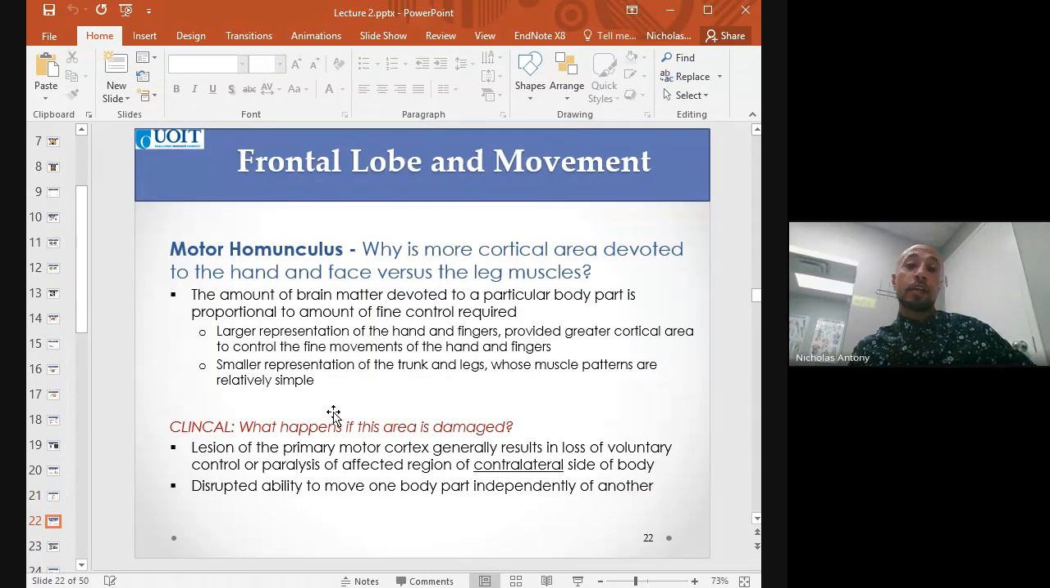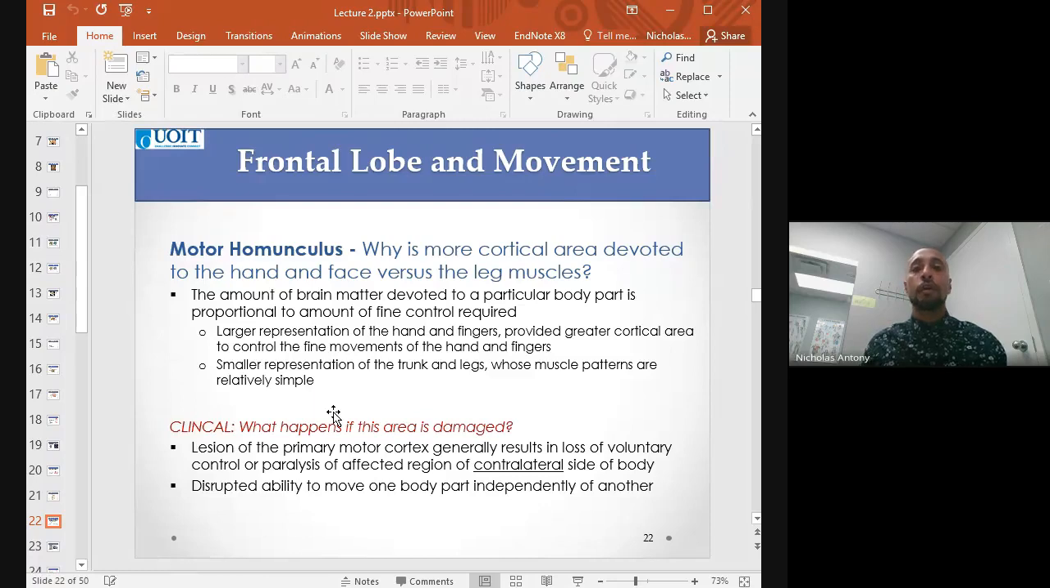Now, why would you think that that is? The gray matter of the cerebrum, in this case the primary motor cortex, represents all different neurons, so we have a larger surface area devoted to the areas that require the finest control. By having a larger surface area of the primary cortex devoted to the face and to the hands, we have more control over them. We have a larger number of motor neurons that go to the face and to the hand, and that allows for finer control.